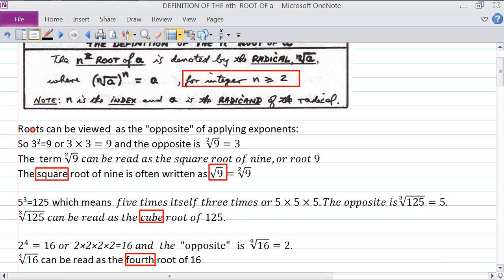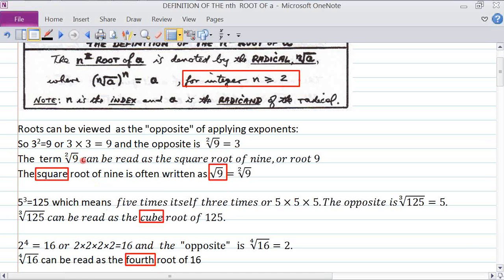So what we can do is view roots as the opposite of applying exponents. For example, 3 squared is 9. What does it mean when we write 3 squared? We mean 3 times 3, 3 multiplied by itself twice. The opposite of this would be to say the square root of 9, put a little number 2 here and the 9 here, and ask: what number when multiplied by itself twice would give us 9? The answer is 3.